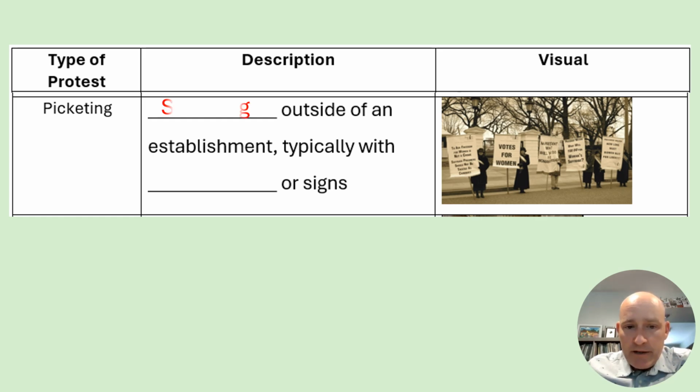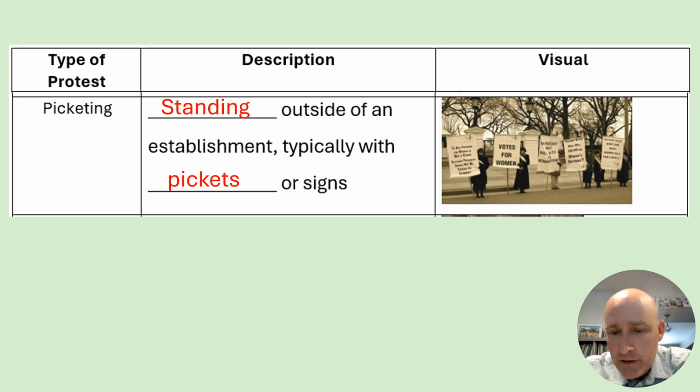Another way is to picket, and that's to stand outside of an establishment, typically with pickets or signs. These people were talking about the right to vote, and they stayed outside of Congress, they stayed outside of the White House, and a lot of people saw that, and it got their support. So picketing is another type of protest. That's legal. And if these things are legal and they're approved, then they're legal protests and they're allowed.